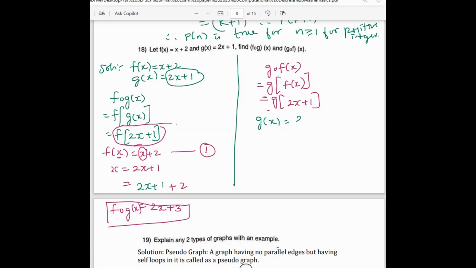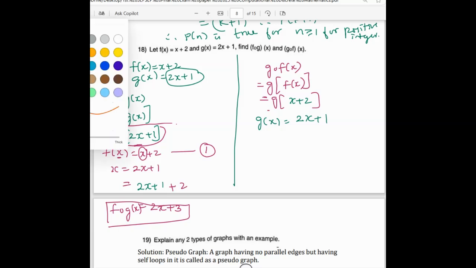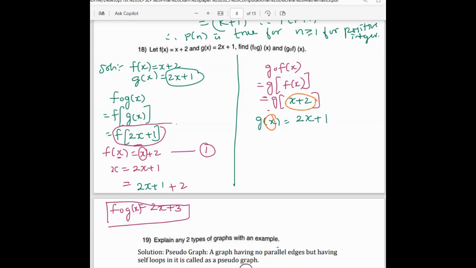Sorry, here it is f of x, so we need to write the f of x value, not the g of x value. That f of x is how much? It is x plus 2. So now what is the g of x formula? It is 2x plus 1. Now we have to compare the x value. What is the x value here in both? Here we have x and here we have x plus 2. So x will become x plus 2.